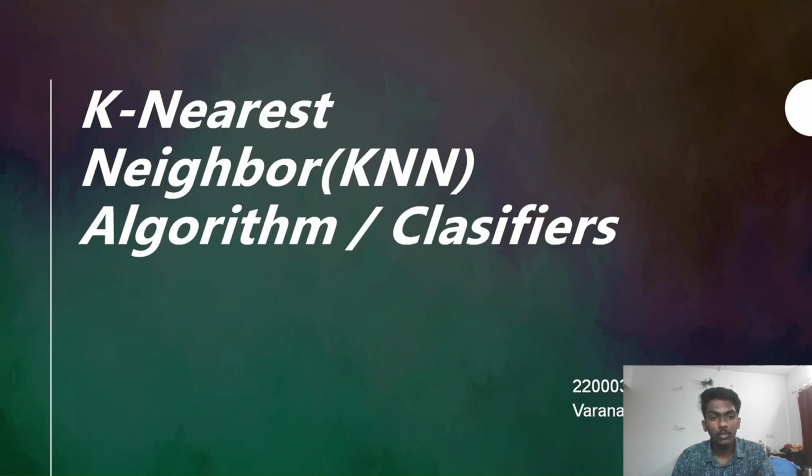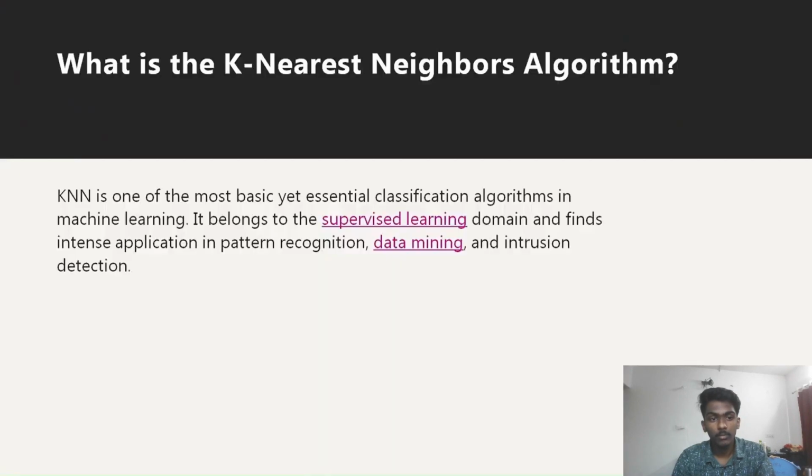Friends, now coming to the concept, what is the KNN algorithm? It is a supervised machine learning method employed to tackle classification and regression problems. It is one of the most basic yet essential classification algorithms in machine learning. It belongs to the supervised learning domain and finds intense application in pattern recognition, data mining, and intrusion detection.